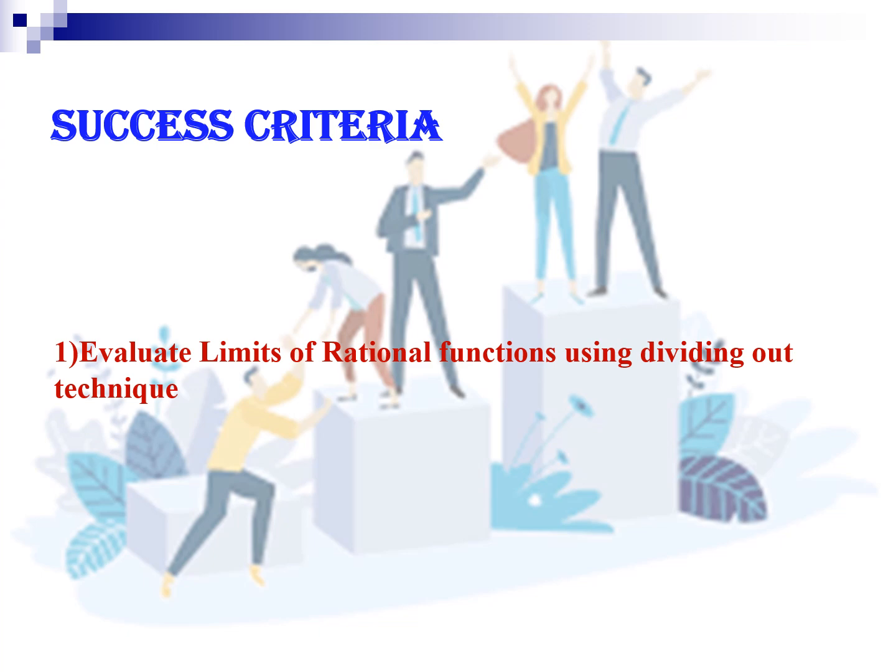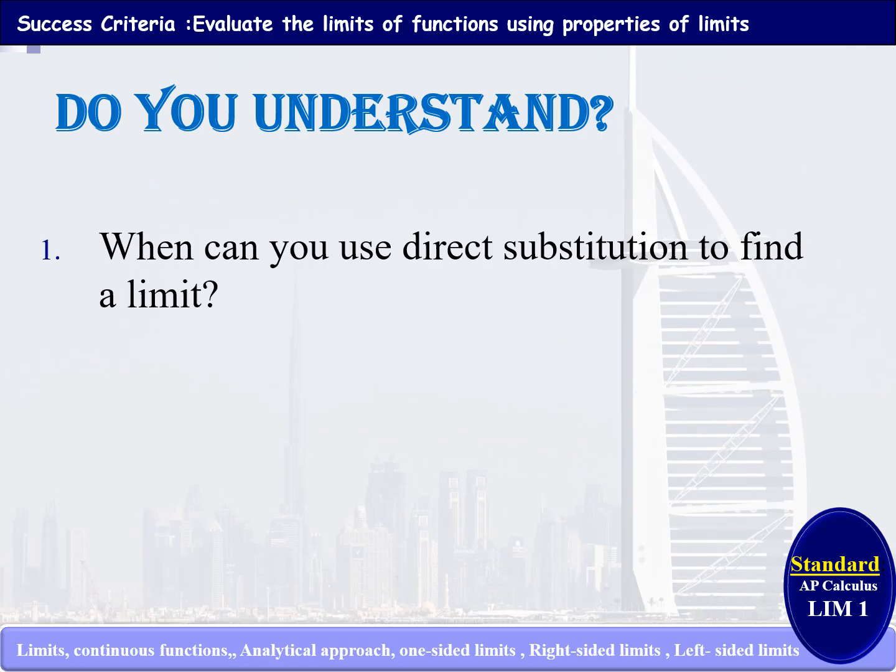on the contrary, after applying the limit you get 0 over 0, which is known as the indeterminate form. Indeterminate form means that it cannot be determined easily without using some different technique. So these kinds of rational functions will be solved using different strategies. Among those, the first strategy is the dividing out technique.